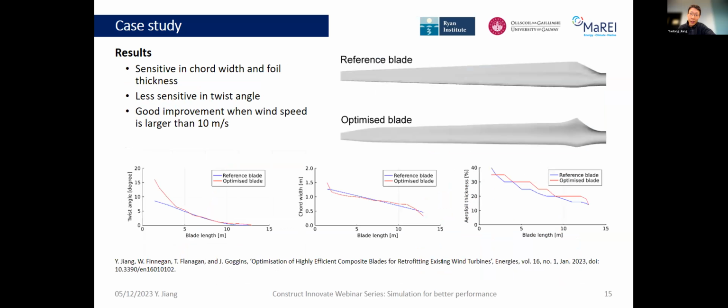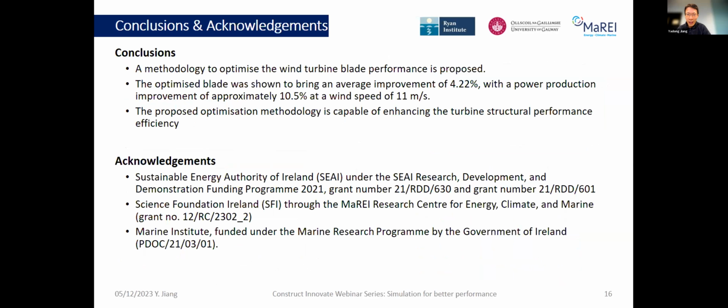And here is the geometry of the optimized blade, which is blade 4. You can see there is a lot of change in the twist angle, in the chord width, and in the foil thickness. In the future, this optimized blade will be manufactured and tested for further validation of this methodology. So here are the conclusions of my presentation.